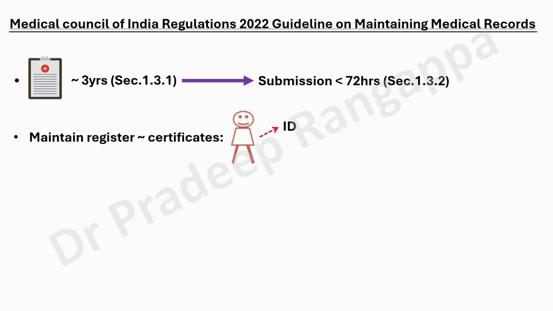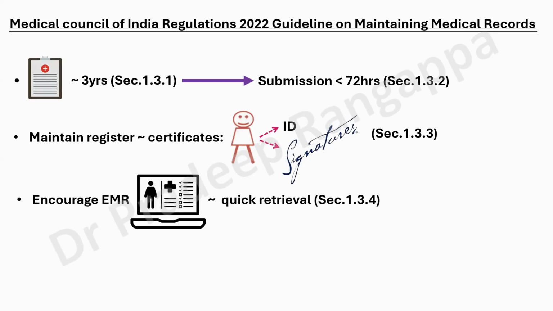And the Medical Council of India suggests that a register should be maintained with all the certificates, which lists down the patient's ID and signatures. That is section 1.3.3. So any certificate, death certificate or any certificates that we issue to the patient, with patient ID and the doctor's signature, has to be archived, and a register has to be maintained in the hospital.